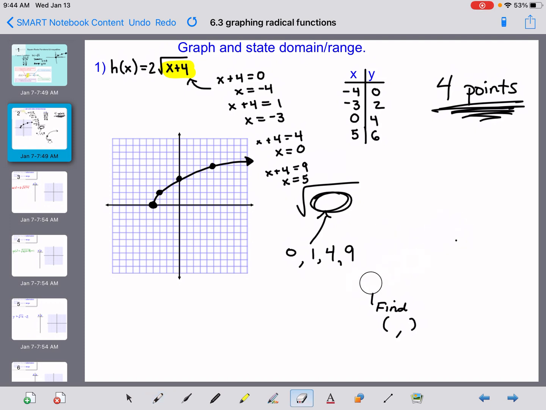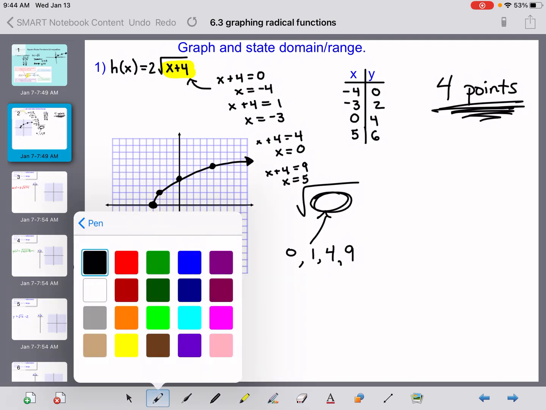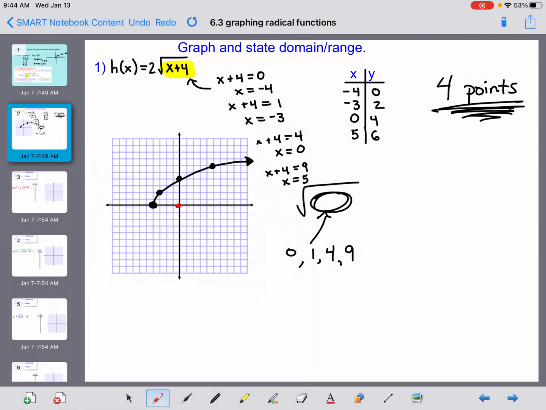Right, so let's describe the transformation. I'm not going to write it, so just listen to it vertically. The transformation would be horizontal shift left 4, vertical stretch by a factor of 2. If I graph the parent function, it looks like this. Can you see that difference? Can you see that it shifted left 4 and it also vertically stretched? That wave became a little bit taller, right? More vertical.